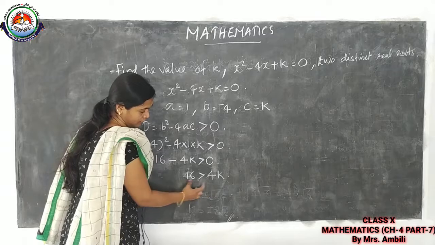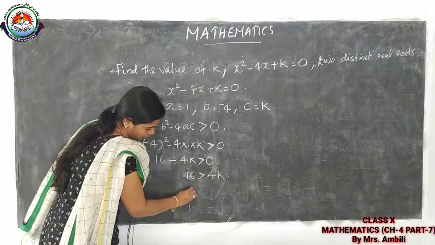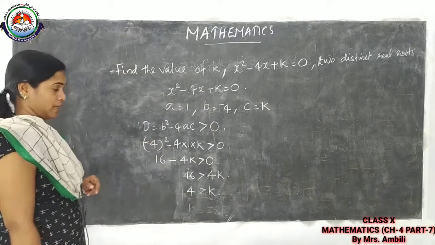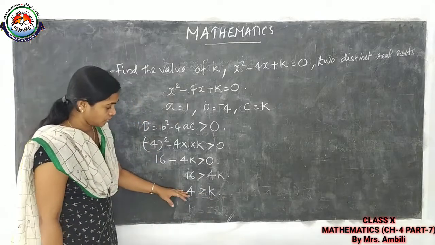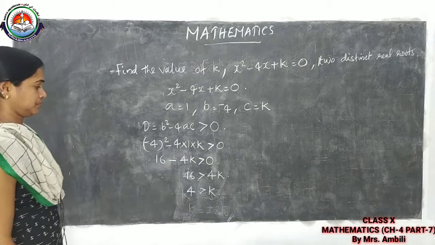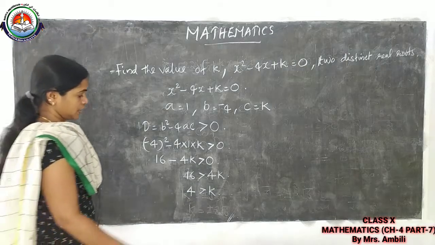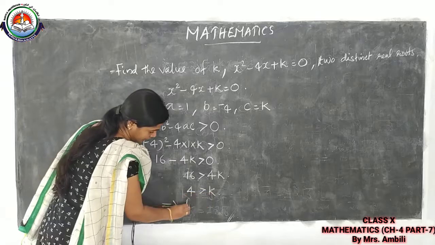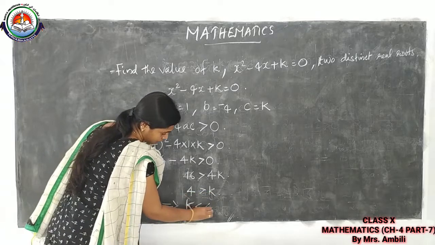So we can divide by 4. Both sides, 4 is common. So 4 greater than k. Which means 4 greater than k, that is k less than 4.